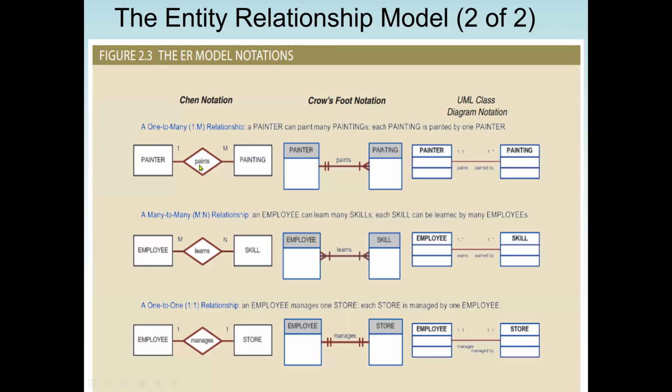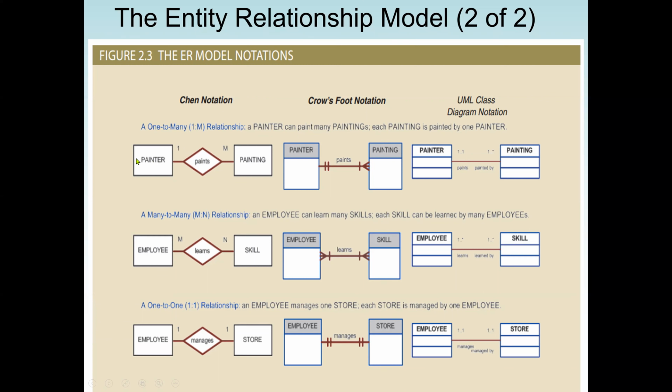Here we have paints, learns, and manages, and three types of relationship. Here we have one-to-many, many-to-many, where many-to-many is M and N, then one-to-one. As we said in our previous lectures, we normally generate the relationships from the business rules of the organization. So with the Chen notation, our boxes are called the entities and the diamonds are the relationships. And the type of relationship we will see is either one, M, or N.